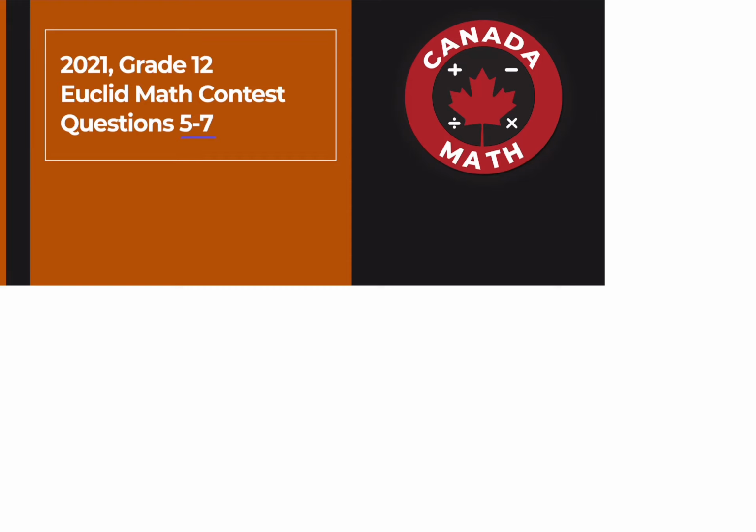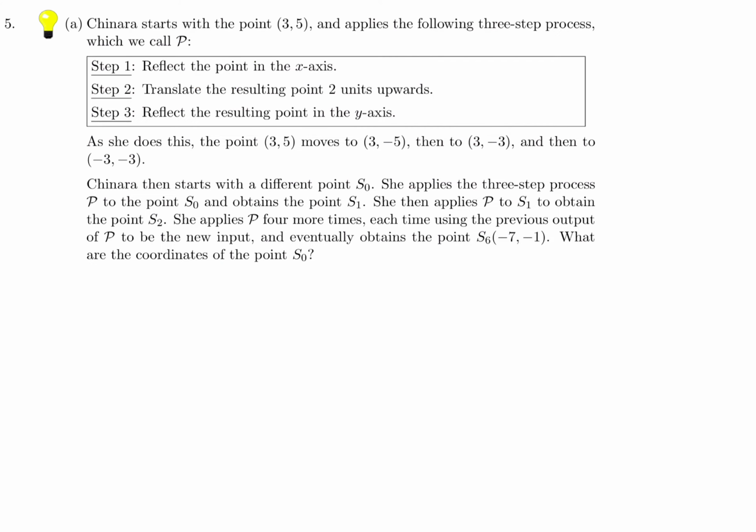Questions 5 through 7 on the 2021 Grade 12 Euclid Math Contest. Chinara starts with the point (3, 5) and applies the following three-step process, which we call P. Reflect the point in the x-axis, translate the resulting point 2 units upwards, reflect the resulting point in the y-axis. As she does this, the point (3, 5) moves to (3, -5), then (3, -3), and then to (-3, -3).